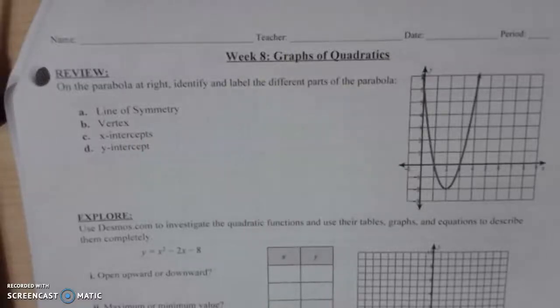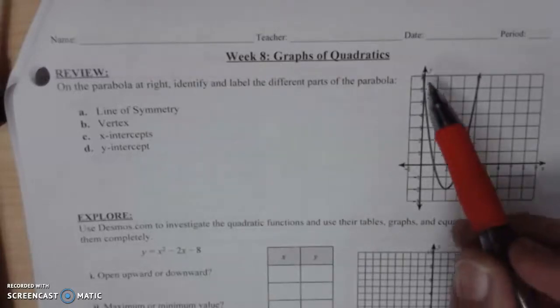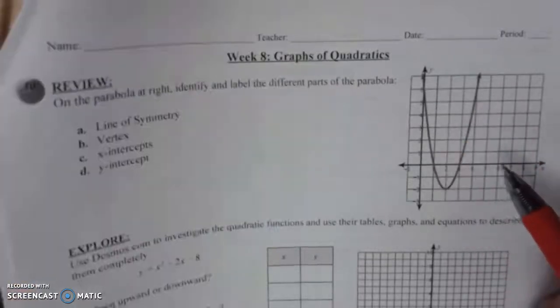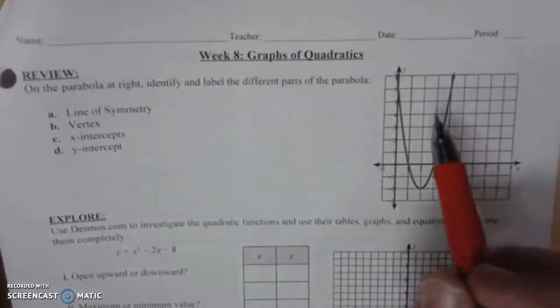We're going to talk about graphs of quadratics. Before this, we've only talked about linear things, straight lines. A quadratic is this curved figure right here. It's called a parabola, and the parabola has different parts.